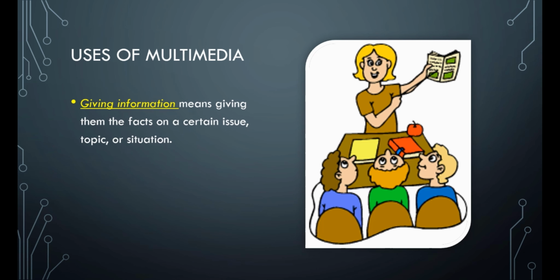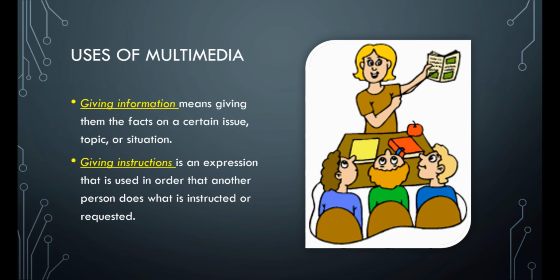There are 4 uses of multimedia. The first one is giving information. It means giving the facts on a certain issue, topic, or situation. Like when you hear a newscaster telling us the news of the day, or when your teacher is giving a lecture in class. The second use is giving instructions. This is an expression that's used in order that another person does what is instructed or requested. Like when your father teaches you how to fish, or when your mother instructs you on how to cook a meal.